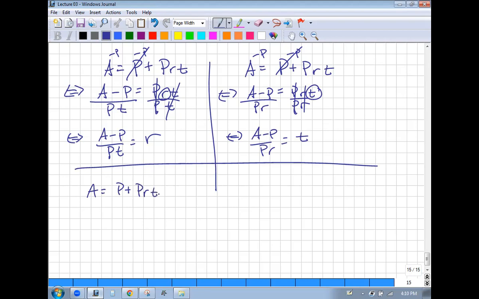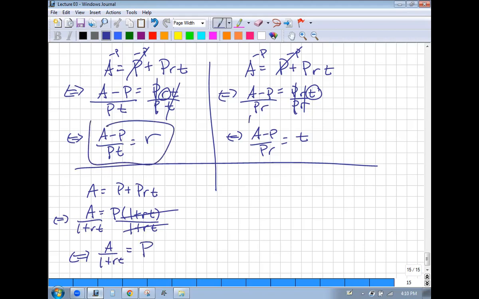Or what if we want to get P by itself? Well, there are two P's here. First thing I would do is factor that P out, right? Bring those out. Boom. Now P is by itself, except for this. So how do I get rid of this? Well, I need to divide both sides by 1 plus RT, because this over this is just 1. So now I have A over 1 plus RT is equal to P.